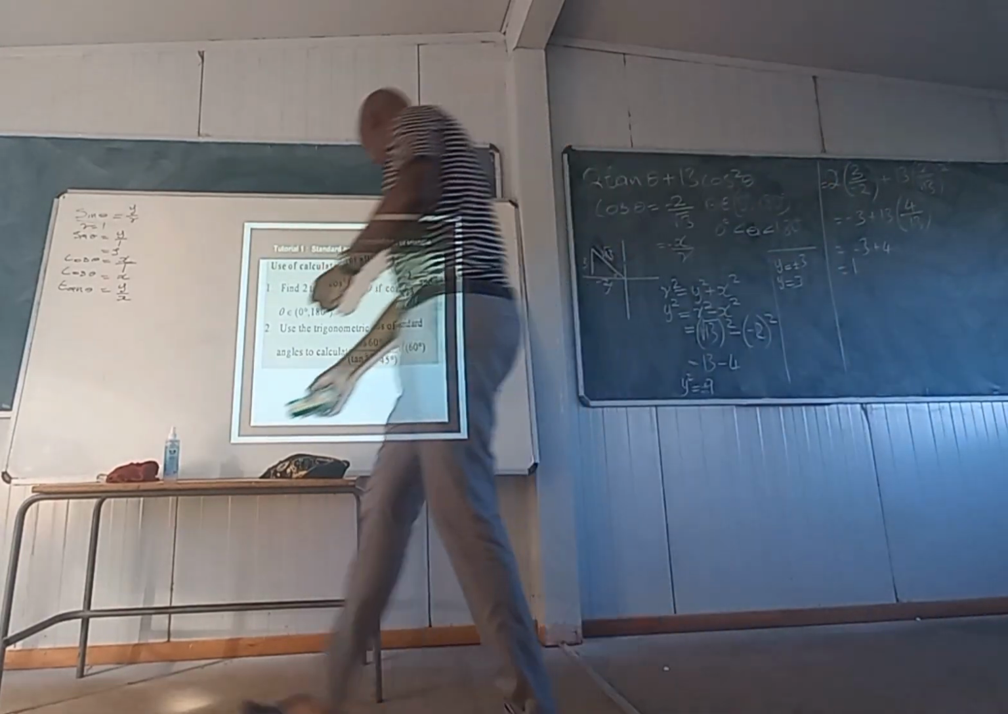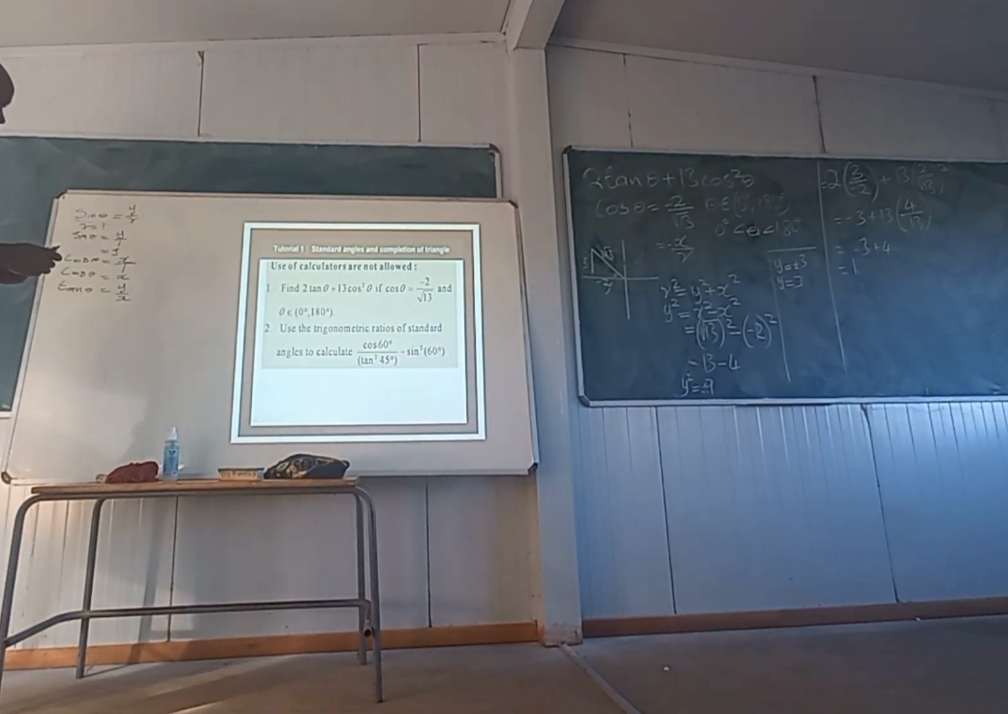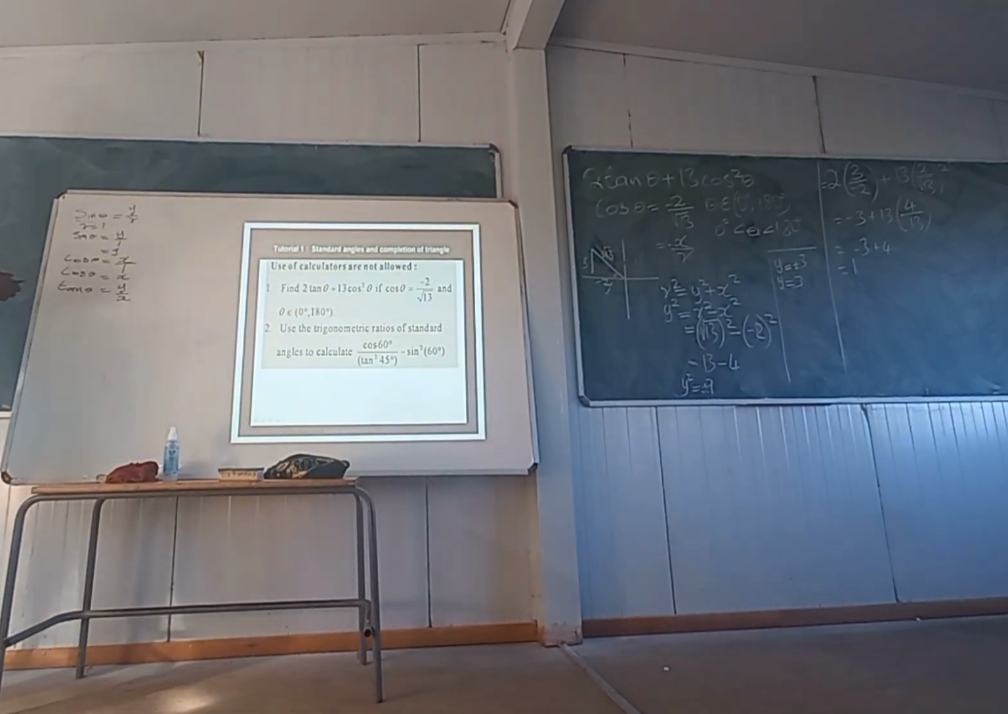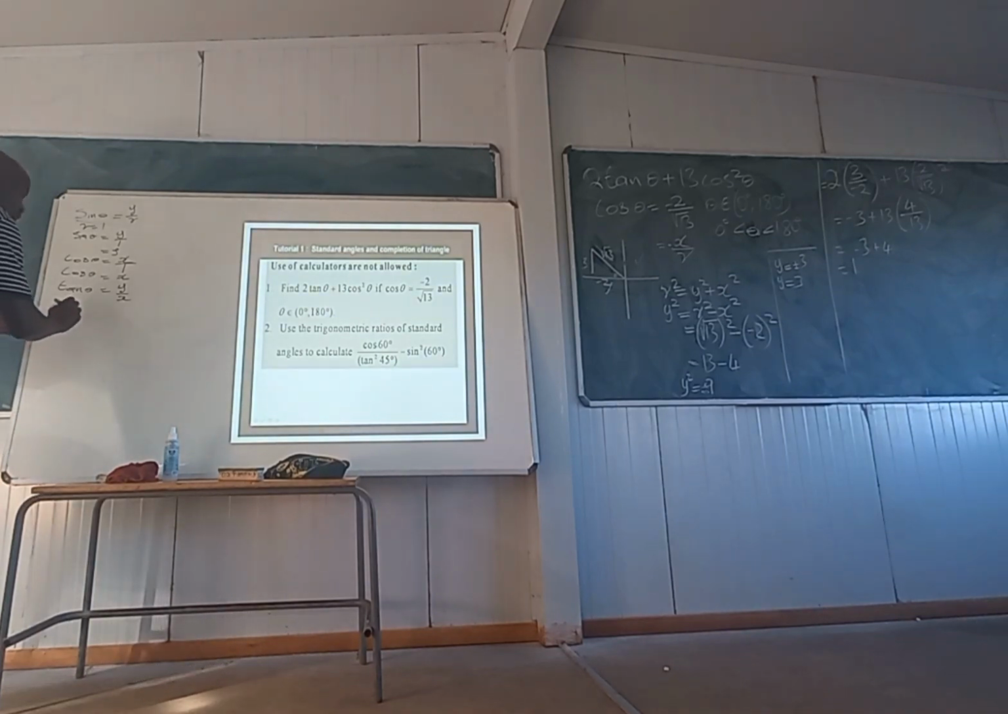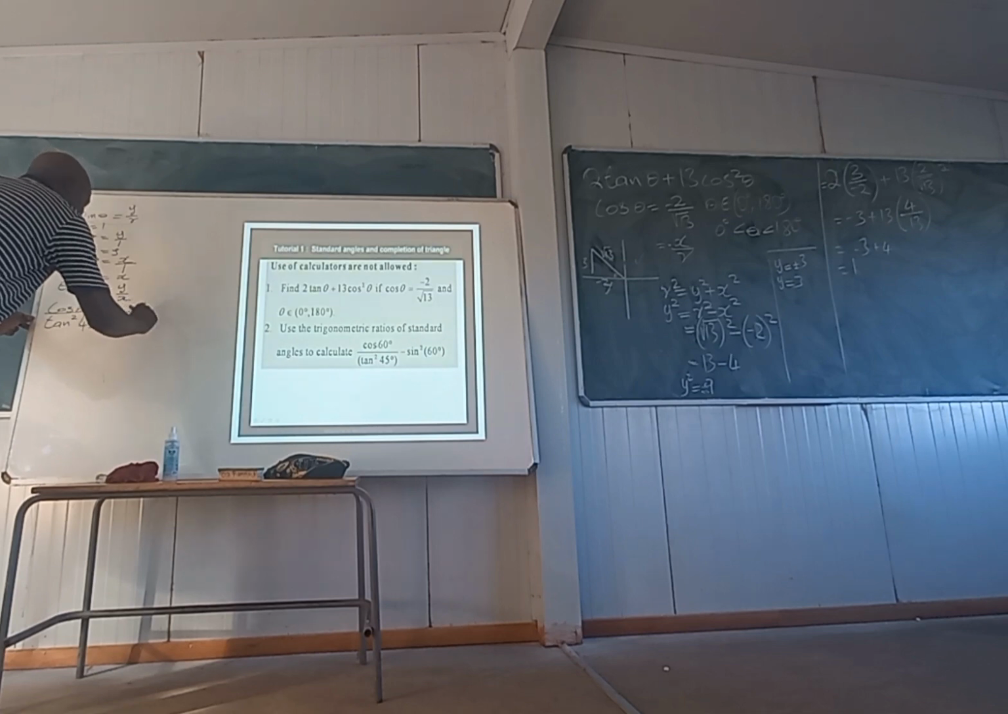Then the next one, corrections. Let me go to the whiteboard: cos 60 degrees over tan squared 45 degrees minus sine squared 60 degrees.